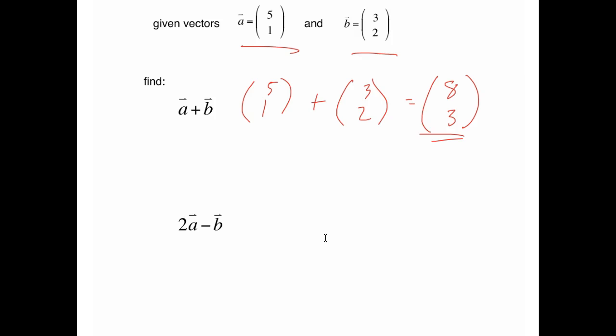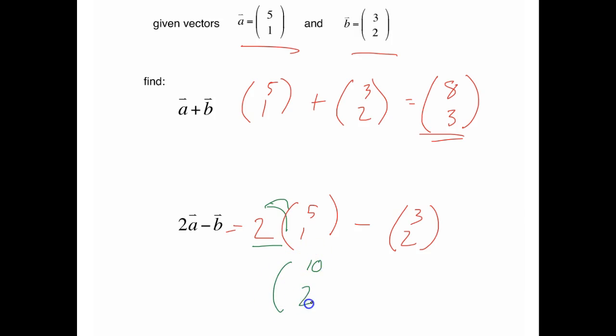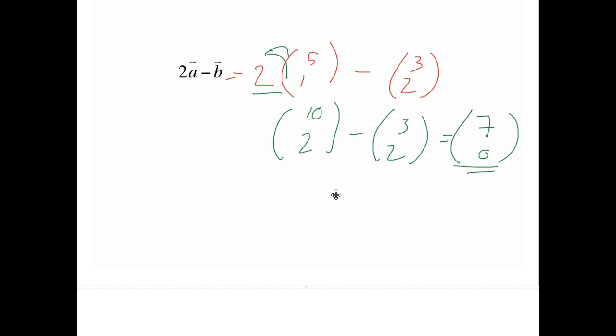And if you want 2A minus B, very simple. You just kind of follow what it says. So 2 times A minus B. So 2 times A, all you do is distribute that. We call that you distribute that number to both of those terms. So you're going to get 10, 2 minus 3, 2. Then subtract corresponding parts. So 10 minus 3 is 7. 2 minus 2 is 0. And that's it.